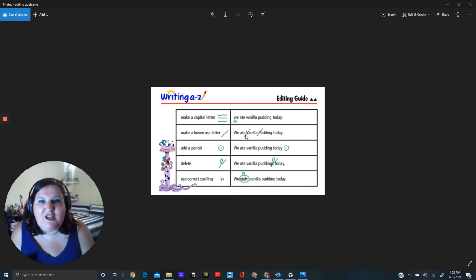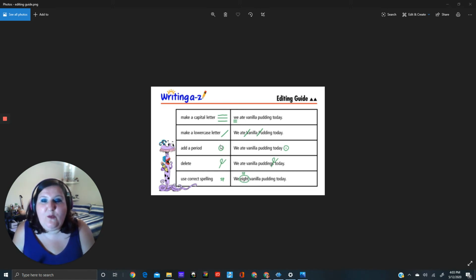The next mistake that you might see is a line slashed through a letter. And what that is telling you is that you capitalized this and it is not supposed to be capitalized. Go back and fix it. So we ate vanilla pudding today. The V in vanilla and the P in pudding have both been capitalized, and they're not supposed to be.